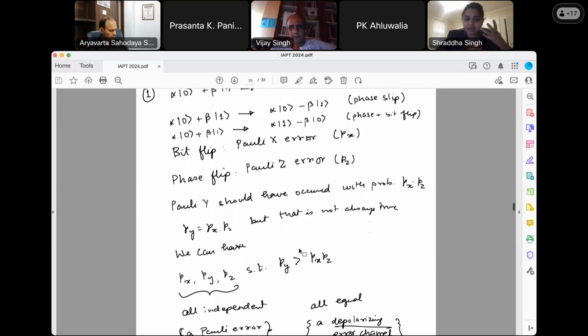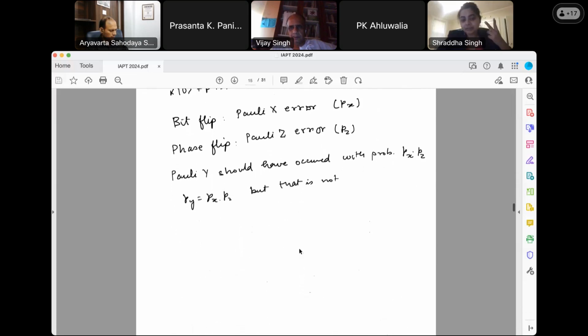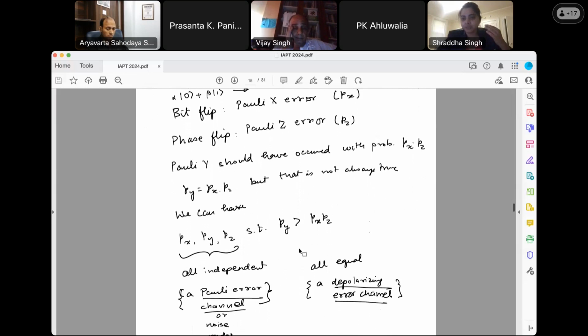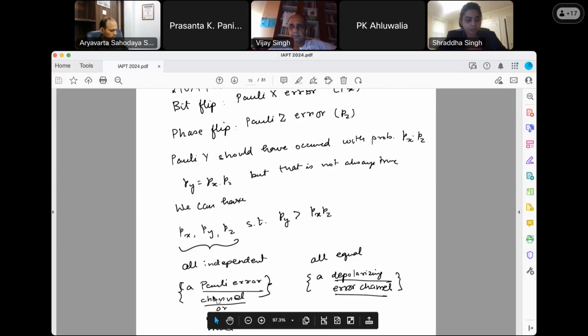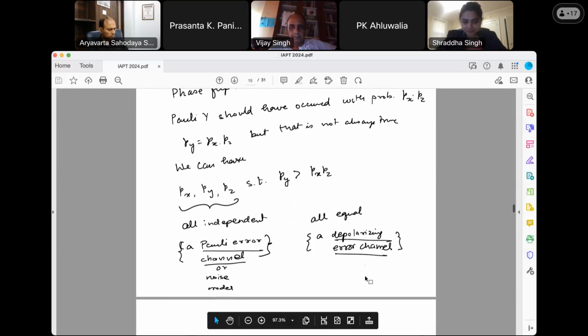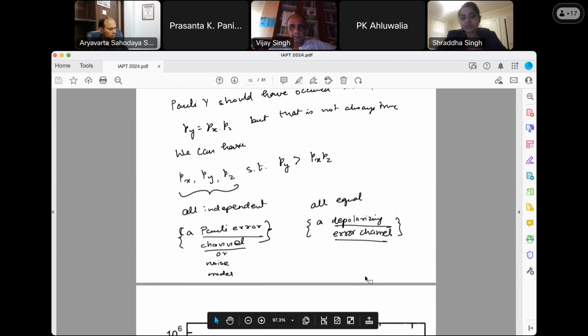So the true error that occurs can be approximated to 2 types of error channels. One where Px, Py, Pz are all independent. So Py can actually be greater than Px times Pz. Or another one when Px and Py and Pz are all equal. The first one is called Pauli error channel. That is, all of them have their own probabilities of errors. And the second one is called depolarizing error channel, where each 3 of these are equal to each other. And these are the 2 approximations that we can get for the errors that actually occur.